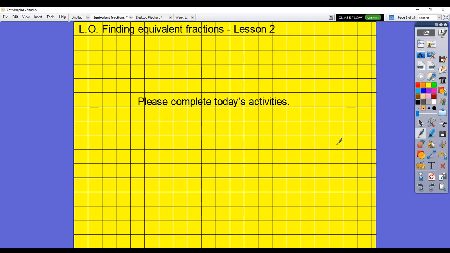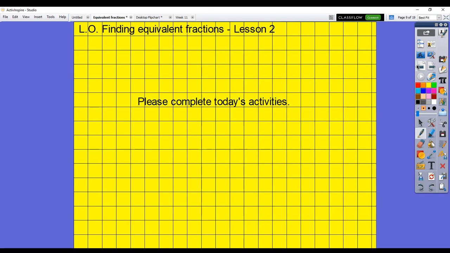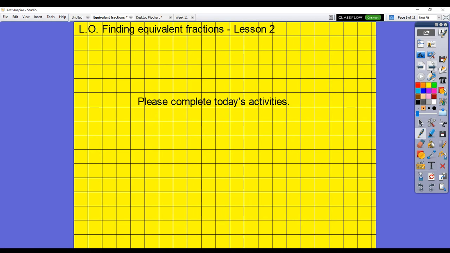So then once you've had a go at that, I want you to please complete today's activities. Okay, if you need to go through the video again, that's absolutely fine, especially the guided practice bit here, where I've gone through the fraction rules to see whether you can see if the fractions are equivalent.